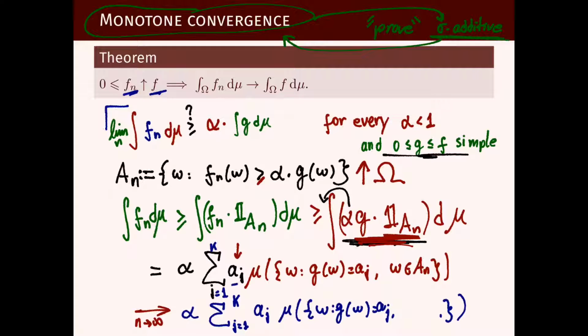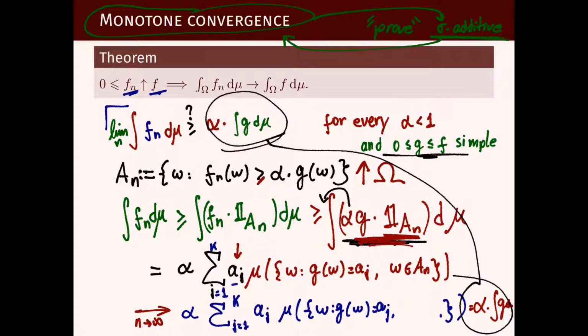And now if we observe well what this expression became, it is simply alpha times the integral of g, which is what we had to do. We had to compare this with this, and it's fine. We took a limit, and we showed that that limit is larger than that. So this concludes the proof of the monotone convergence theorem without using sigma additivity. And it also concludes this video lecture.